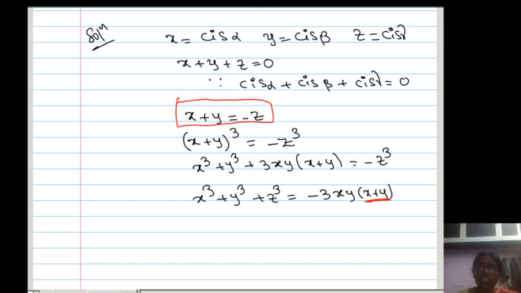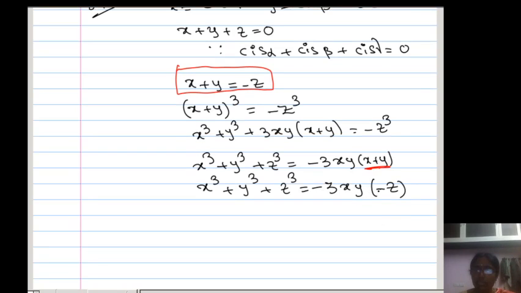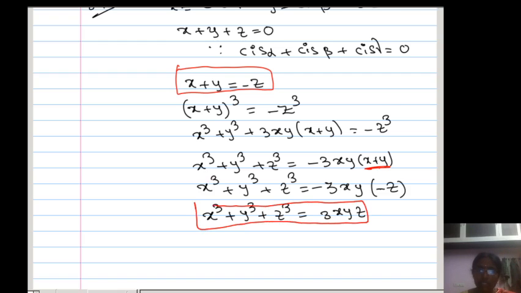So I am writing here x cube plus y cube plus z cube is equal to minus 3xy into x plus y. What is x plus y value here? Minus z. So I write here minus into minus is plus. So finally x cube plus y cube plus z cube is equal to 3xy z. So finally what I got as the condition here: x cube plus y cube plus z cube equals 3xyz. By using this relation I can prove the statements.